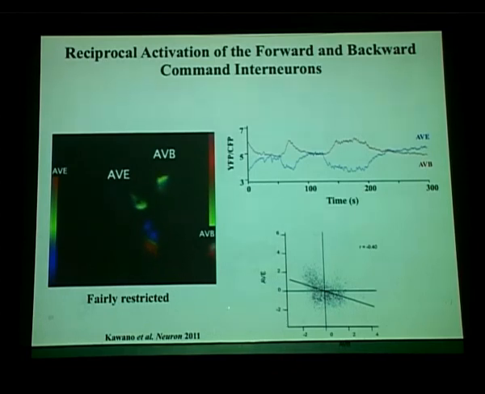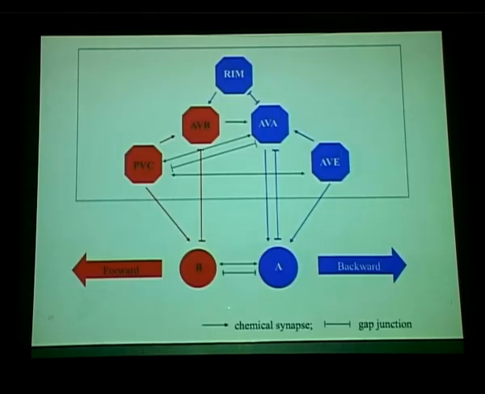And then when you look at the opposite classes, you can see that the blue and red have an anti-correlated activity pattern, suggesting that these 2 classes of premotor interneurons have this anti-correlation and also cross-inhibition. That's what's being shown over here.